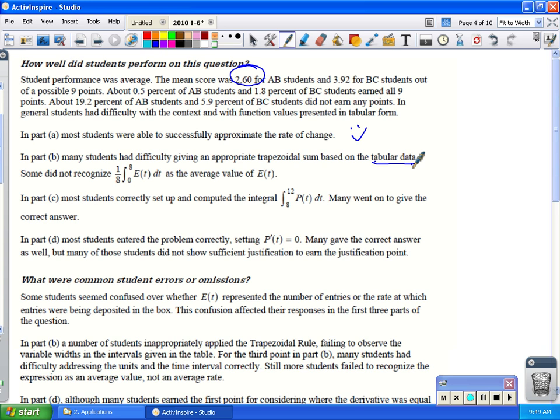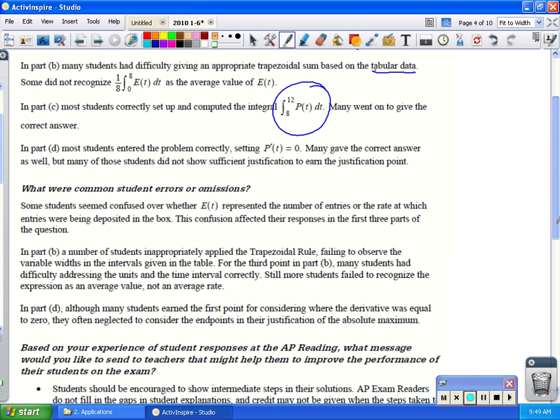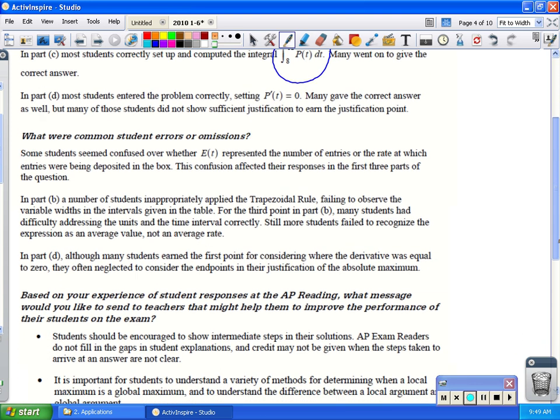In part C, most students set up and computed the integral, and many went on to give a correct answer. In D, students entered the problem correctly, but many of those students did not show justification to earn the justification point, and your table is an acceptable justification, the numbers in your table.